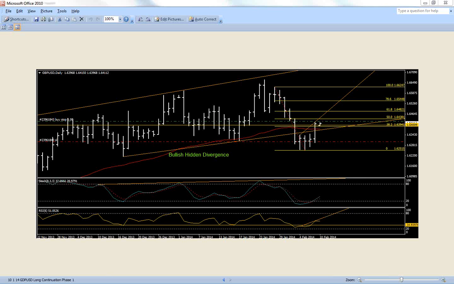I've sent you the email about the individual bar setup. You don't want to be leaving it too late, but you've got to be seeing that momentum shifting back into positive.